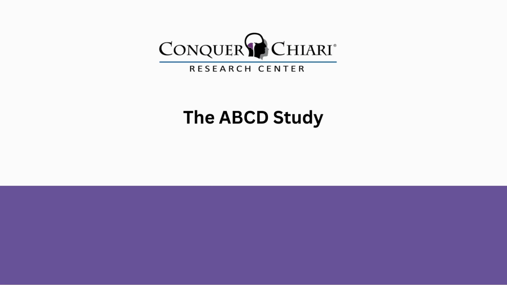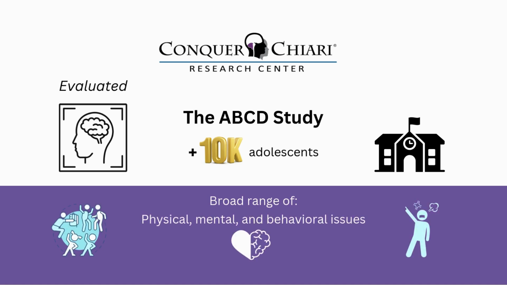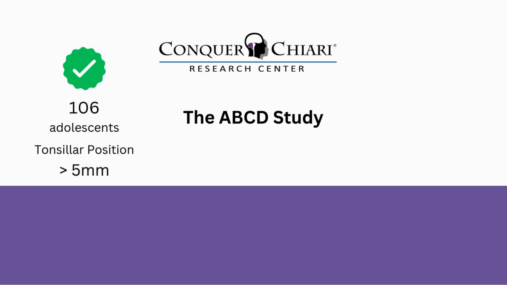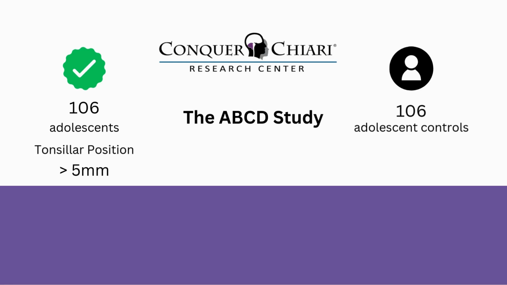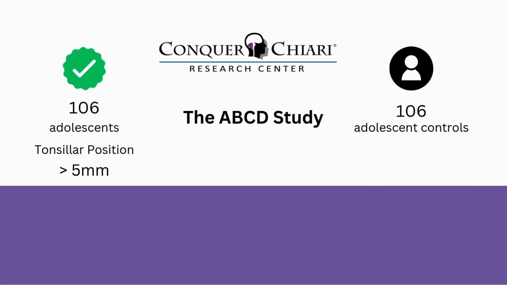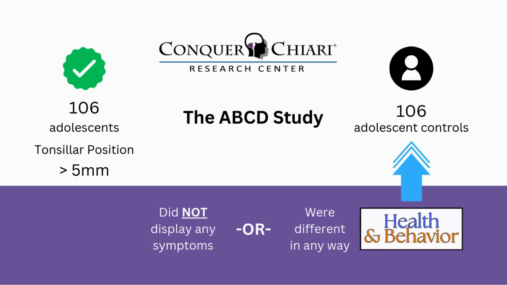The ABCD study, as it is called, involves over 10,000 adolescents recruited through schools throughout the U.S. who undergo MRIs every 2 years and are evaluated for a broad range of physical, mental, and behavioral issues. Using this massive database, the Conquer Chiari researchers identified 106 adolescents with tonsillar position greater than 5 millimeters. They then pulled 106 controls from the same database who were matched individually by age, sex, BMI, race, and ethnicity. None of the subjects with tonsillar herniation displayed any symptoms or were different in any way from the controls in terms of health and behavior.